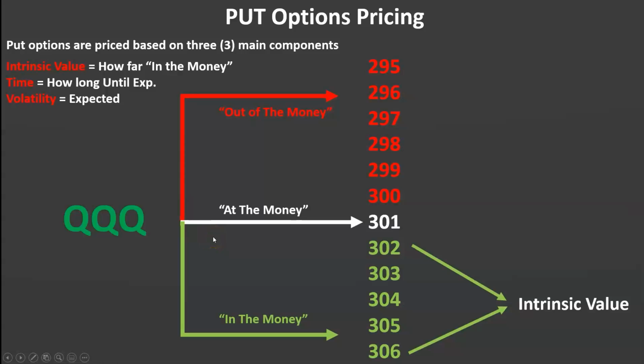So remember when we talked about calls, I said that you always want to buy at a lower price. That's pretty much a universal rule. If you're buying something, you want to buy it at the lowest price possible, right?